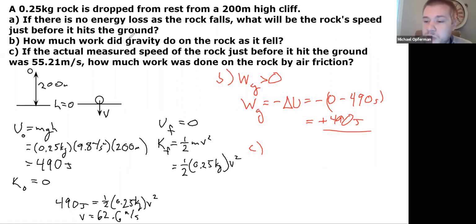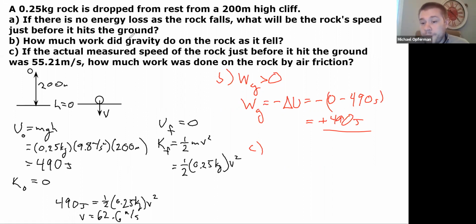But that makes sense because you didn't take friction into account here. We didn't take air friction into account here. The reality is that friction is going to slow down the rock a little bit. So my question then is, how much work was done by friction? How much work was done other than by the gravitational force?